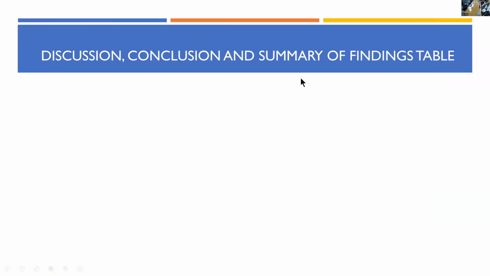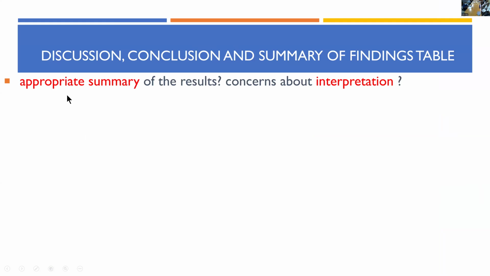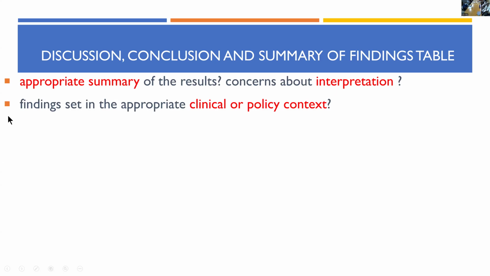The discussion, conclusion, and summary findings table. Was there an appropriate summary of the results? Were there any concerns about interpretation? Concerns about interpretation means the results showed something, but you spun it and tried to say something else. In the discussion section of an article or of a dissertation, again people try to put spin. If you put spin on the results, what should we call it? Instead of 0.1, you make it 0.2. That is falsification, a criminal offense.